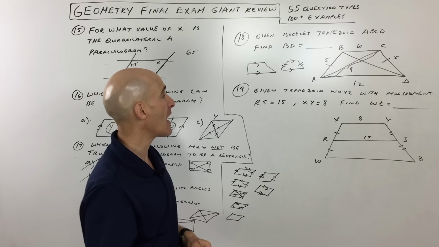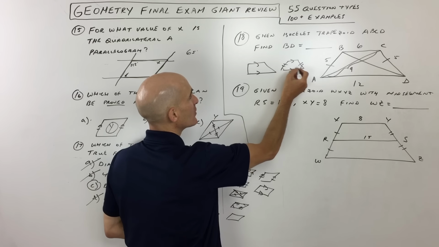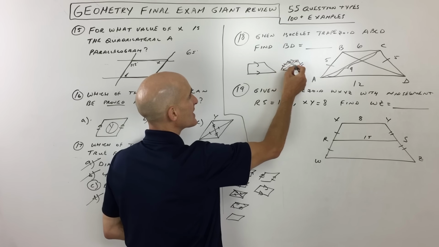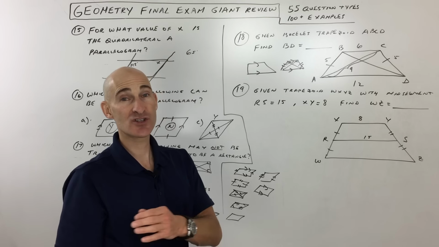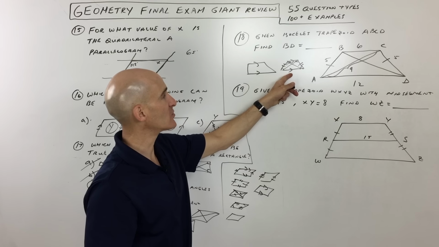And there are all kinds of neat properties when you have an isosceles trapezoid. The base angles are congruent. See, these two and these two. The diagonals are the same length. They don't bisect each other, or cut each other in half like in a parallelogram, but they are the same length in an isosceles trapezoid.